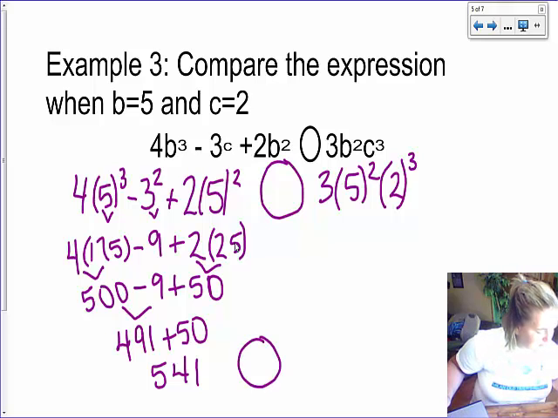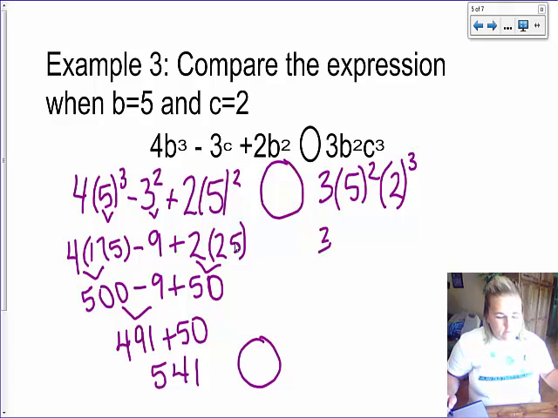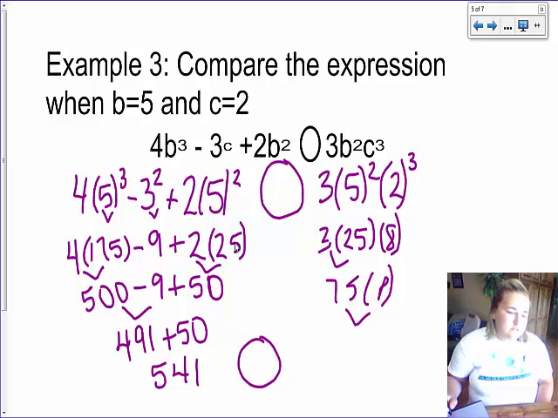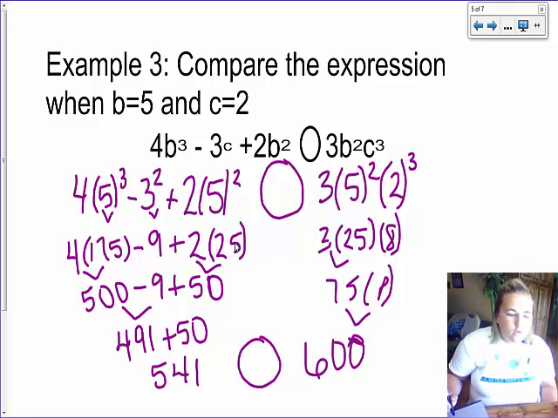So we're going to do exponents first. So I have 3 times 25 times 2 to the third is 8. So then we have 75. 3 times 25 is 75 times that 8 that we haven't yet used, and 75 times 8 gives us 600. So that, whoops, holy moly. So that means that our final answer would be that 541 is less than 600.